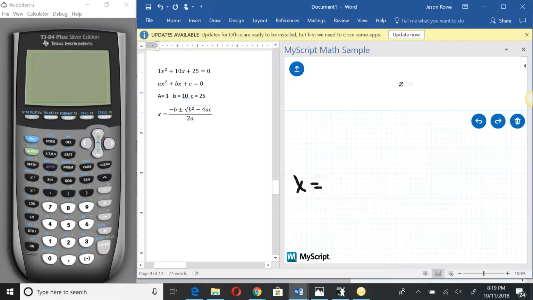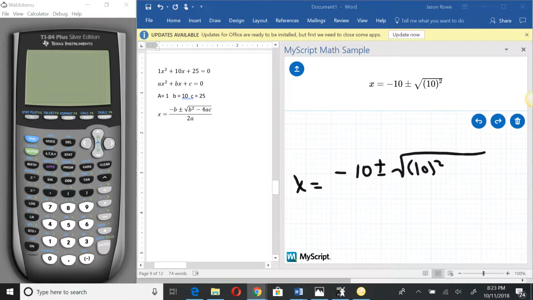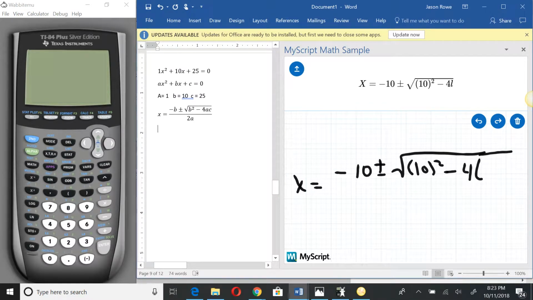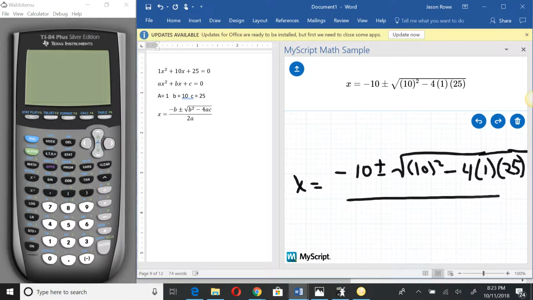So x is going to equal the opposite of b. B is 10, so that's going to be negative 10 plus or minus the square root of b squared, which is 10 squared. And then we got to subtract 4 times a. A is 1 times c. C is 25. And that's all divided by 2 times a, which is 1.